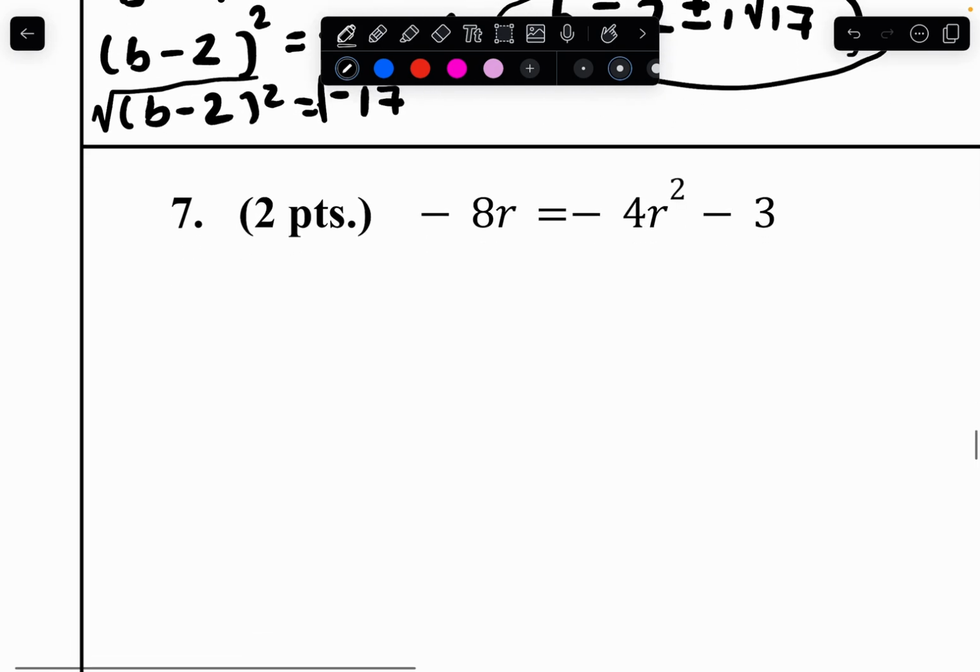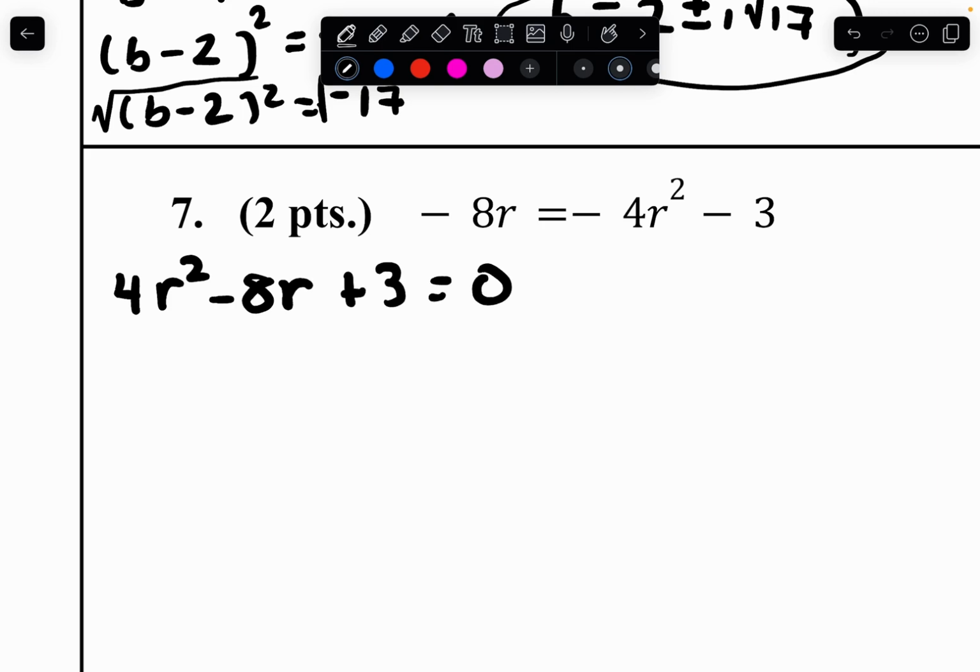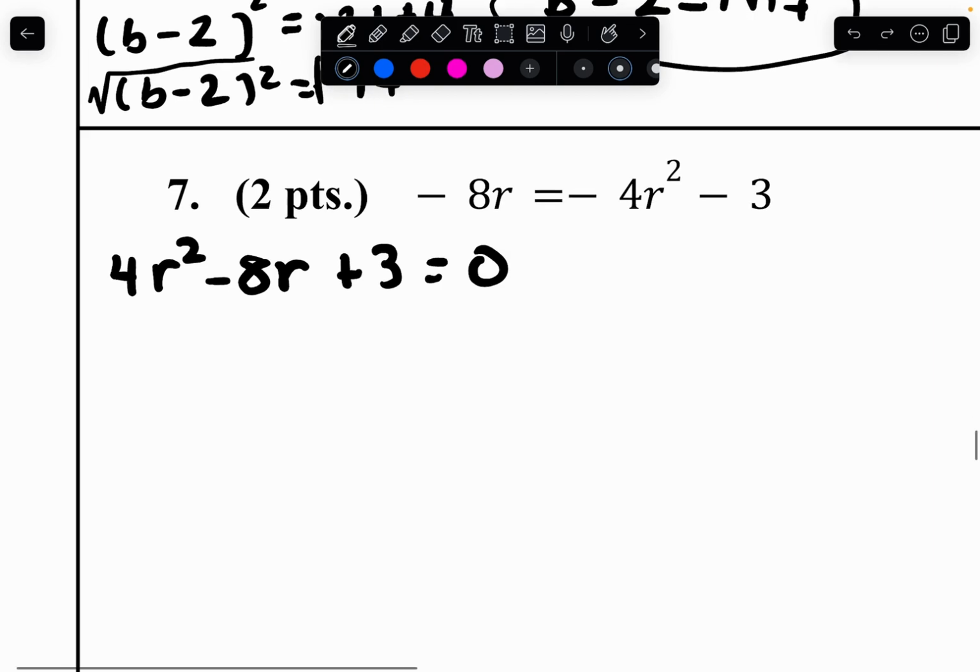Okay, number 7. 4r squared minus 8r plus 3 is equal to 0. Again, we could complete the square on this, and you will get the right answer if you complete the square. But look, if we complete the square, we're going to end up with a fraction here. We're going to end up with 3 over 4. And so before I start completing the square on something where I'm going to end up with fractions, I'm going to see if I can factor it.